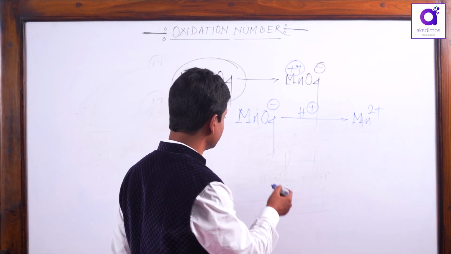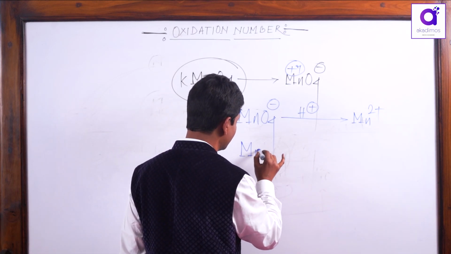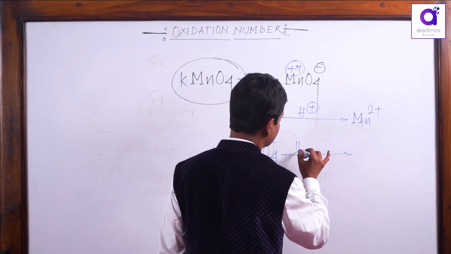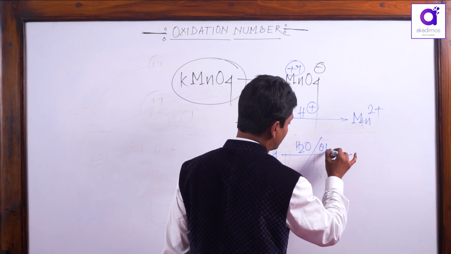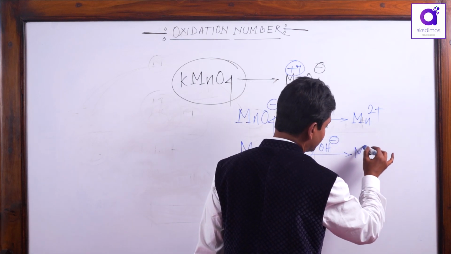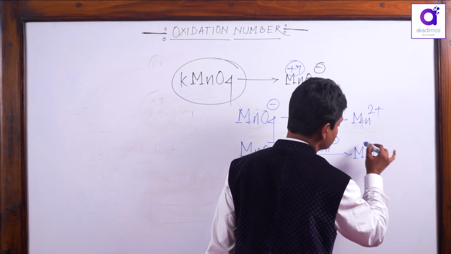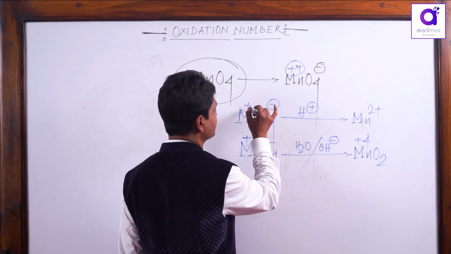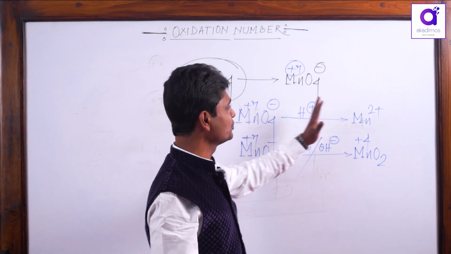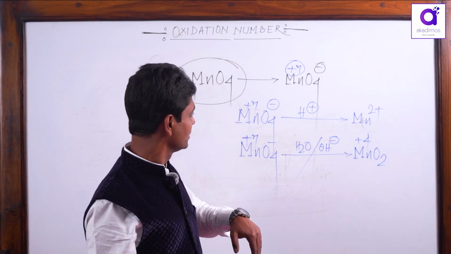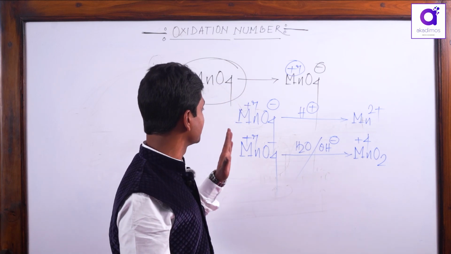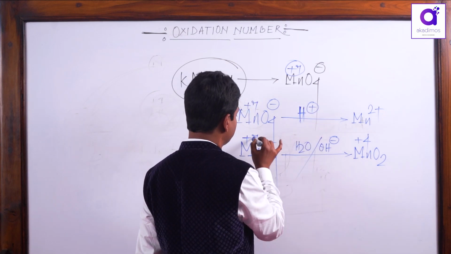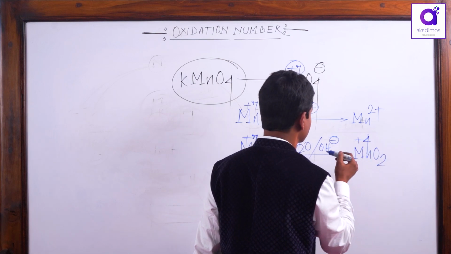But in feebly alkaline or neutral media, it will reduce to MnO2, where the oxidation state is +4. Here also it itself reduces, that means it is an oxidizing agent. Here +7 to +2 is a 5 electron transfer, so it is a 5 electron acceptor. From +7 to +4 is a 3 electron transfer.